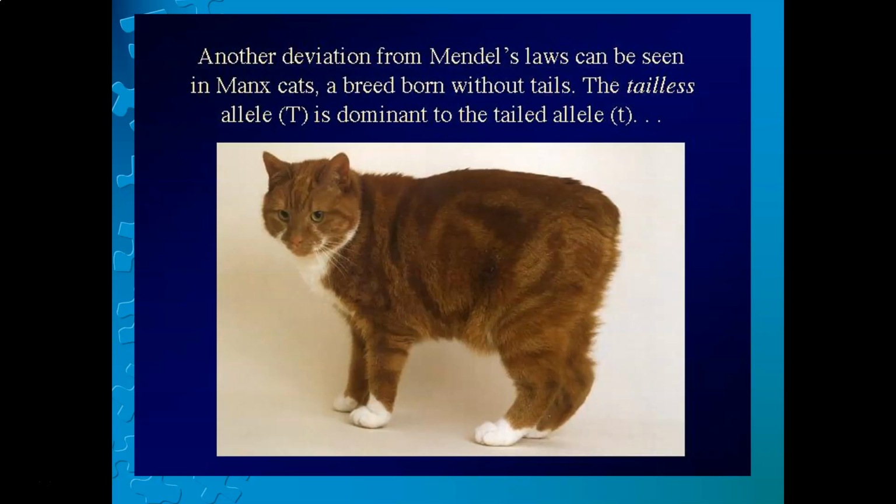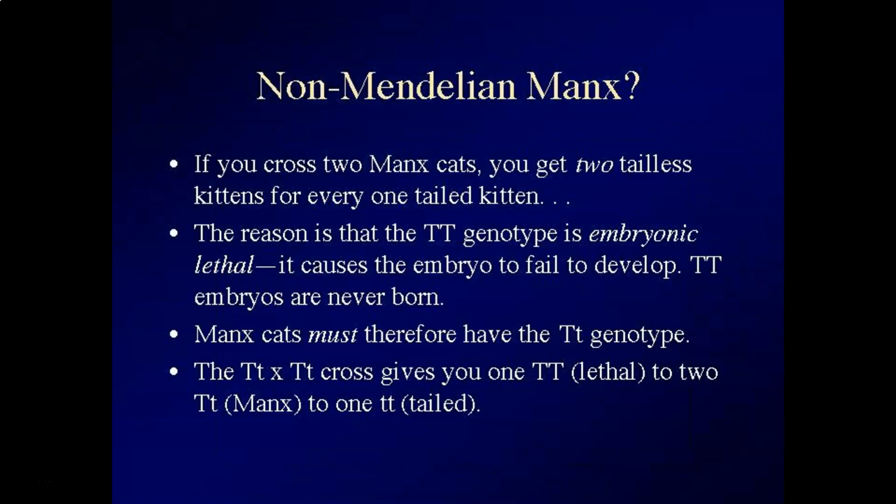So as a breeder, you're thinking, cool, it should be really easy to breed a bunch of tailless cats and always get tailless cats, right? If I constantly breed that dominant together, I should be able to create a pure homozygous dominant line and then always get tailless cats from there. Here's the catch though. If I take two Manx cats and mate them together, I will always get, statistically speaking, two tailless kittens for every one tailed kitten.